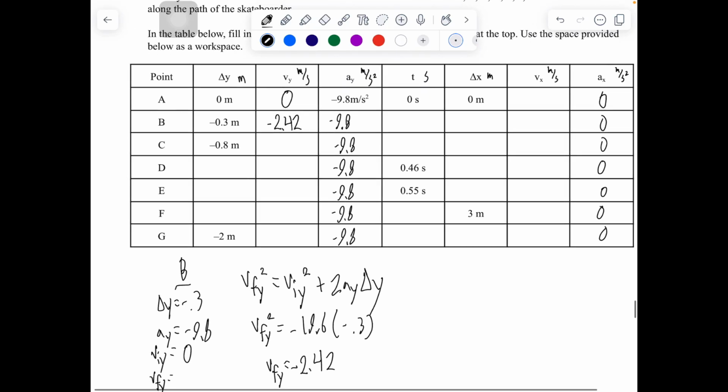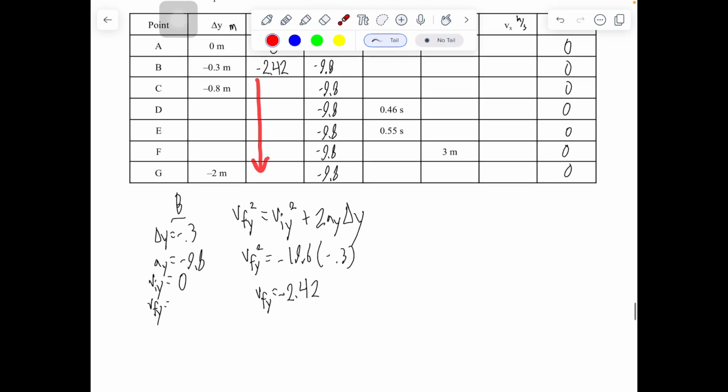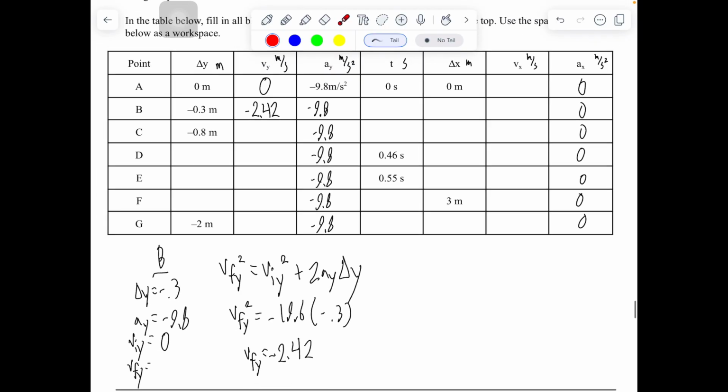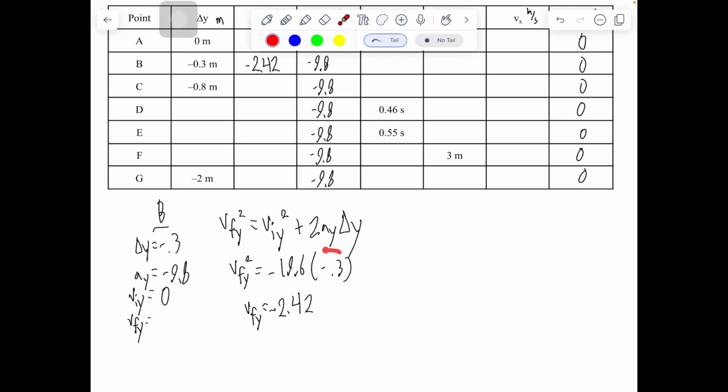And as you go down, all the way down, all you're going to end up with is this same thing. The only thing changing, initial velocity stays the same, acceleration stays the same. Delta y is what changes. So we'd look at our next one. We'd say, okay, negative 0.8. All that ends up changing is this. We still get our negative 19.6.